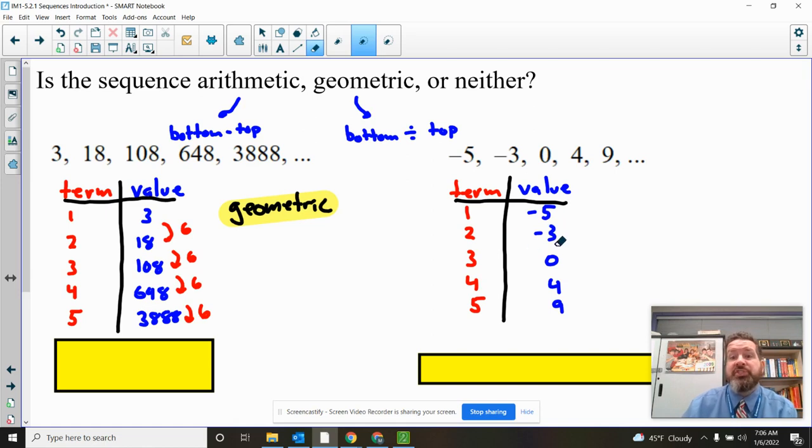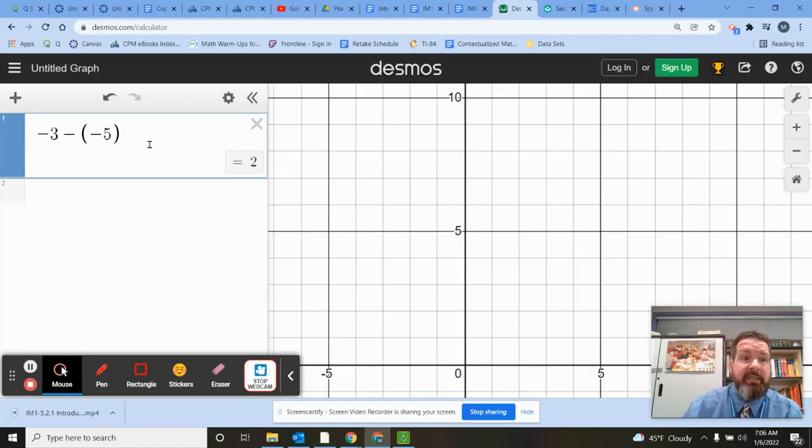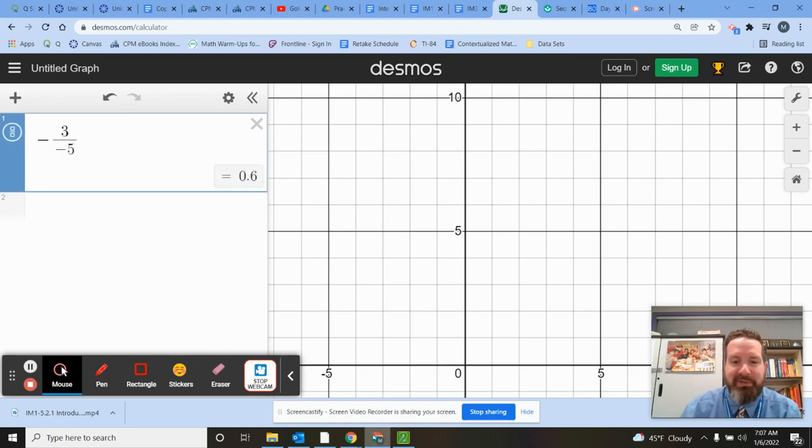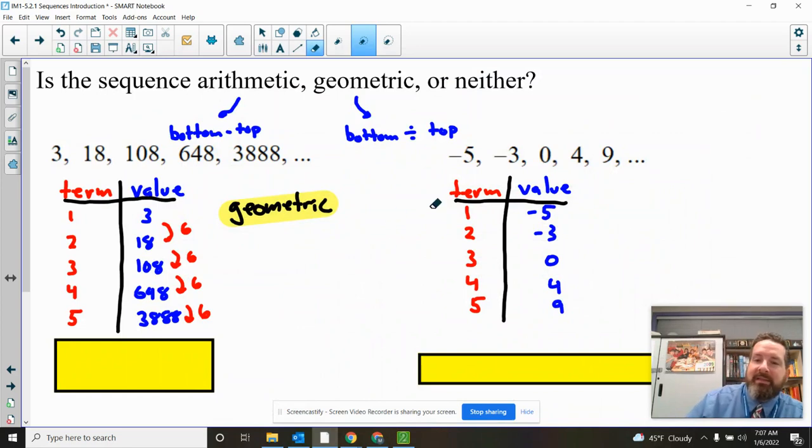Let's check for geometric. Same thing, but with division, bottom minus top. So let's check -3 divided by -5. Let me get this second. Ooh, let's just do this whole thing over. So -3 divided by -5. Okay, so 0.6. So to go from step 1 to step 2, we'd have to multiply by 0.6.